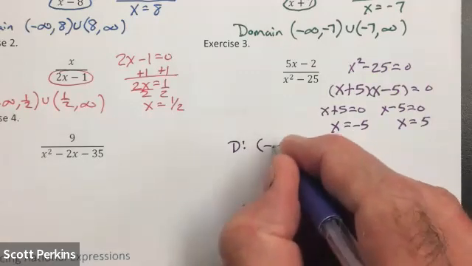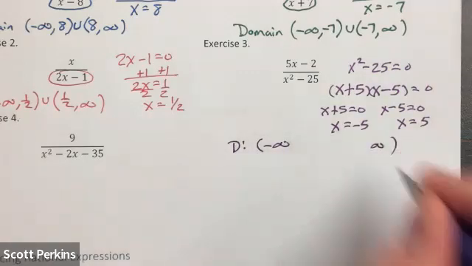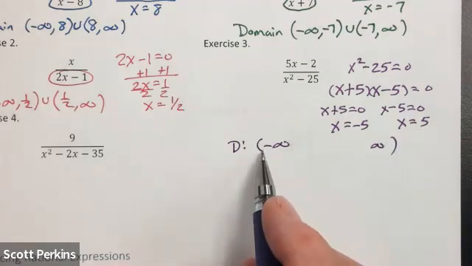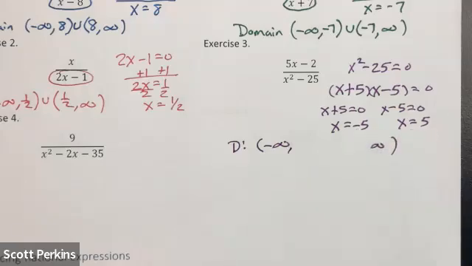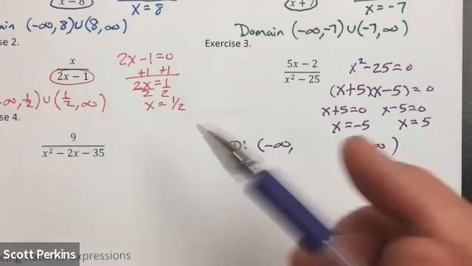So again, I've got negative infinity to positive infinity. And as I'm strolling down the number line from negative infinity, which value do I hit first? Negative 5 or positive 5? Yeah, you hit negative 5.